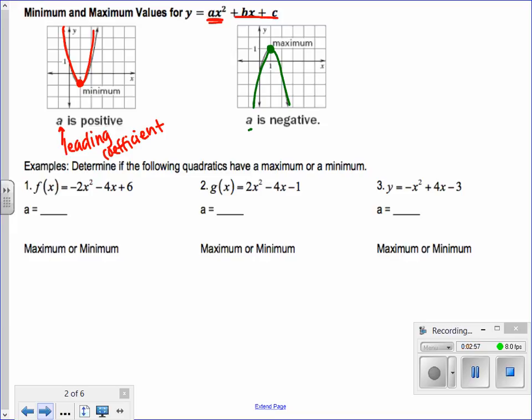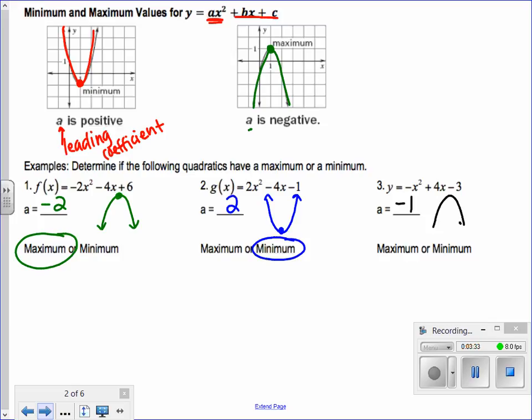For the first one here, a is the number in front of x squared, so that's -2. A is negative, which means my parabola is going to open upside down, which gives me a vertex that's a maximum. For the second one, 2x squared minus 4x minus 1. The leading coefficient is positive. It's +2, which means positive is opening up, and my vertex is a minimum. Lastly, -x squared plus 4x minus 3. The number in front of x squared is -1. A is negative, so we open down, and my graph has a maximum value.